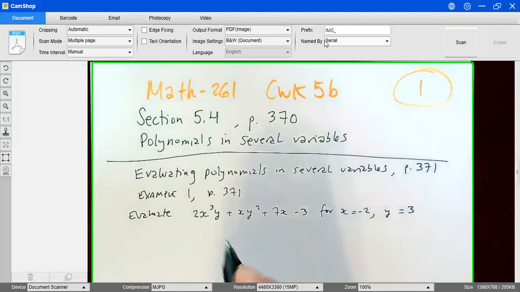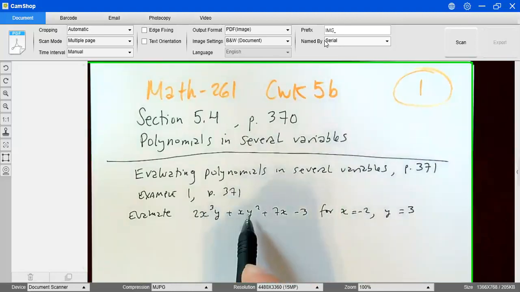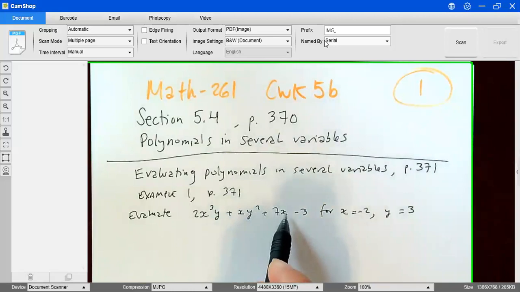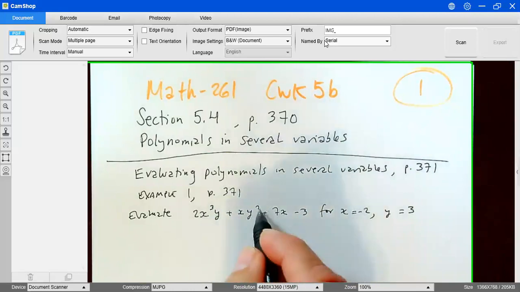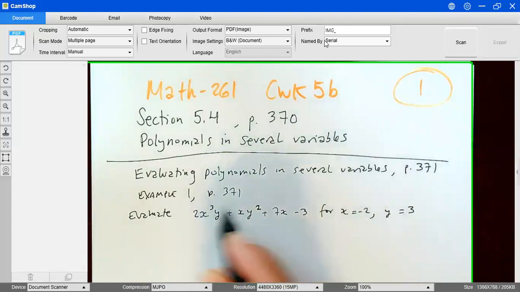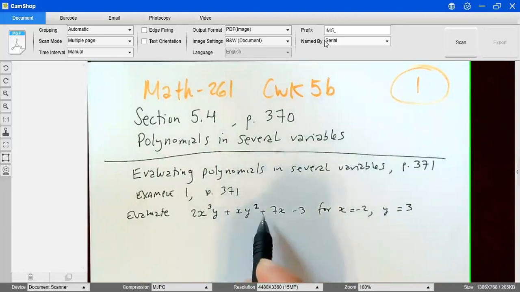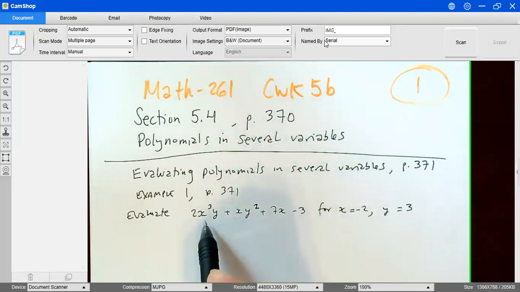This is a polynomial because the powers of these variables are only whole numbers. So that's the reason it's a polynomial. Remember, if you have a power that is not a whole number, then you don't have a polynomial. And this is a polynomial with 4 terms. And this is a polynomial in 2 variables because now we have x and y.